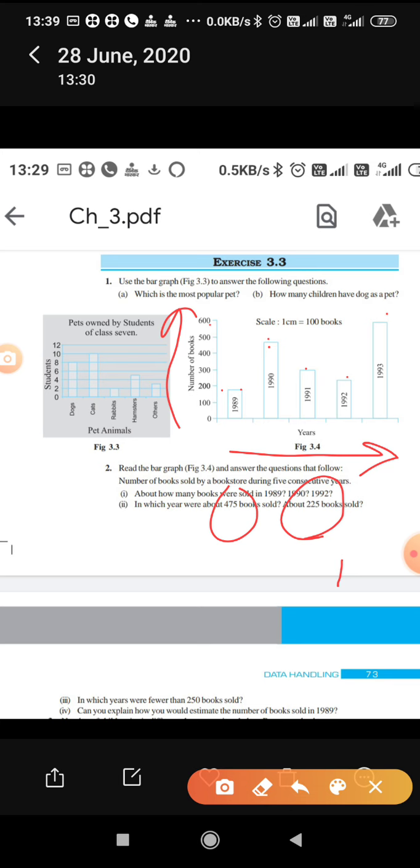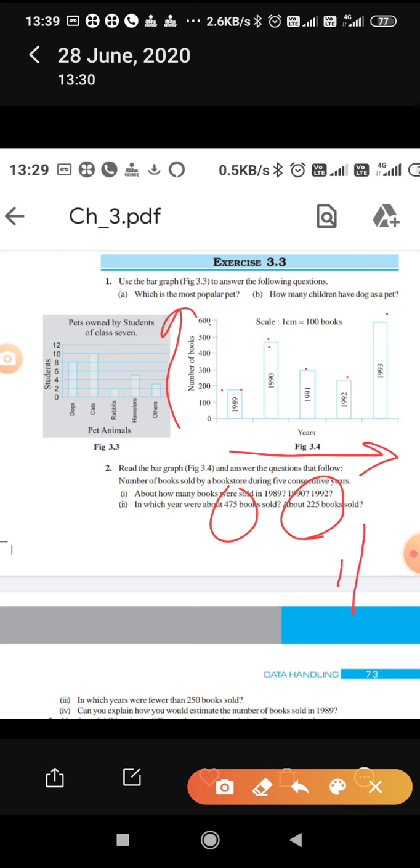In which year were about 470 books sold? In the year 1990, 470 books were sold, and for the 225 you write in 1992, 225 books were sold. So this is our second part.